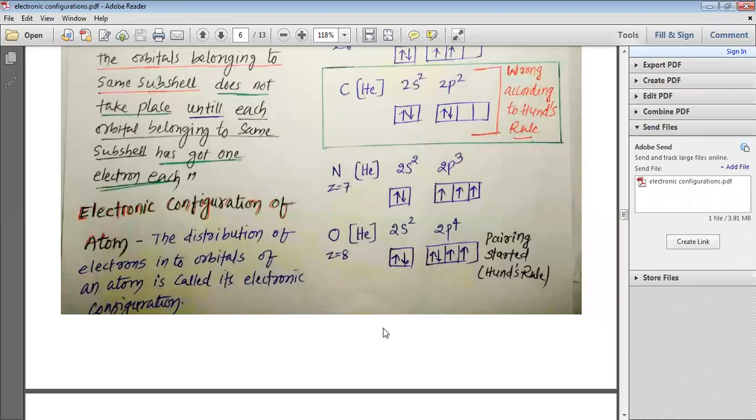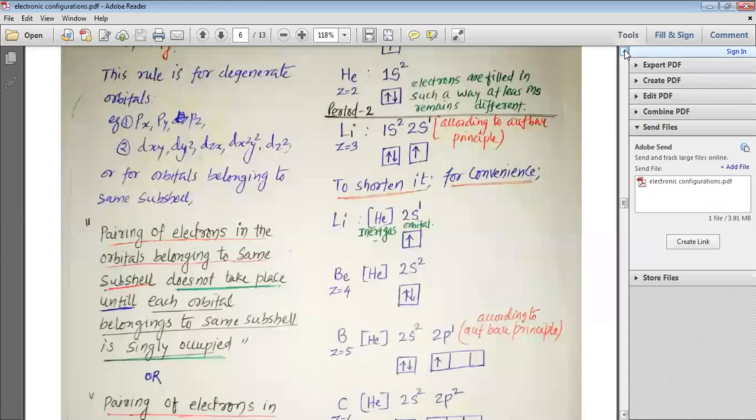This number of electrons is arranged in the increasing order of energy of the orbitals, so the lower energy orbitals are filled first, and then the electrons go to the higher energy orbitals. But suppose the electrons are going into the same subshell with degenerate orbitals like px, py, pz, and dxy, dyz, dzx, dx square minus y square, and dz square. Then the electrons are filled into all five orbitals first singly, and then pairing starts. So let us understand electronic configuration as well as all these rules one by one.